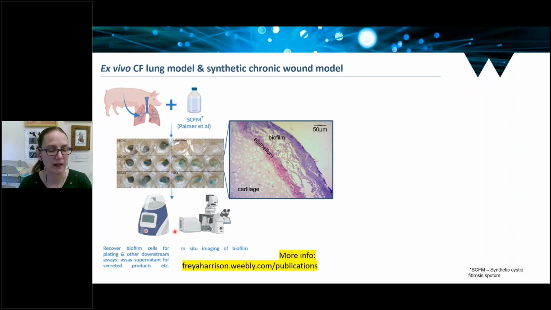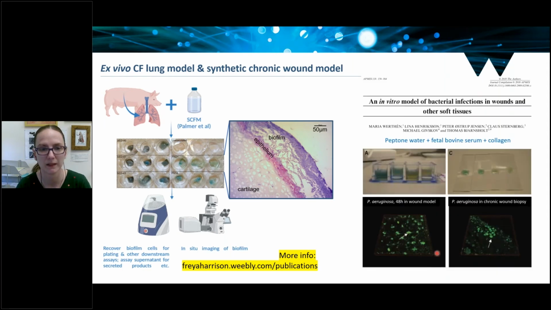We can do all sorts of downstream assays on this biofilm. We can expose it to antibiotics, then recover the biofilm cells from treated and untreated tissue to enumerate them. We can assay the supernatant of the model for secreted products, virulence factors, etc. And we can image the biofilm in situ. We've published quite widely on how we've validated and used that model if anyone would like more detail.